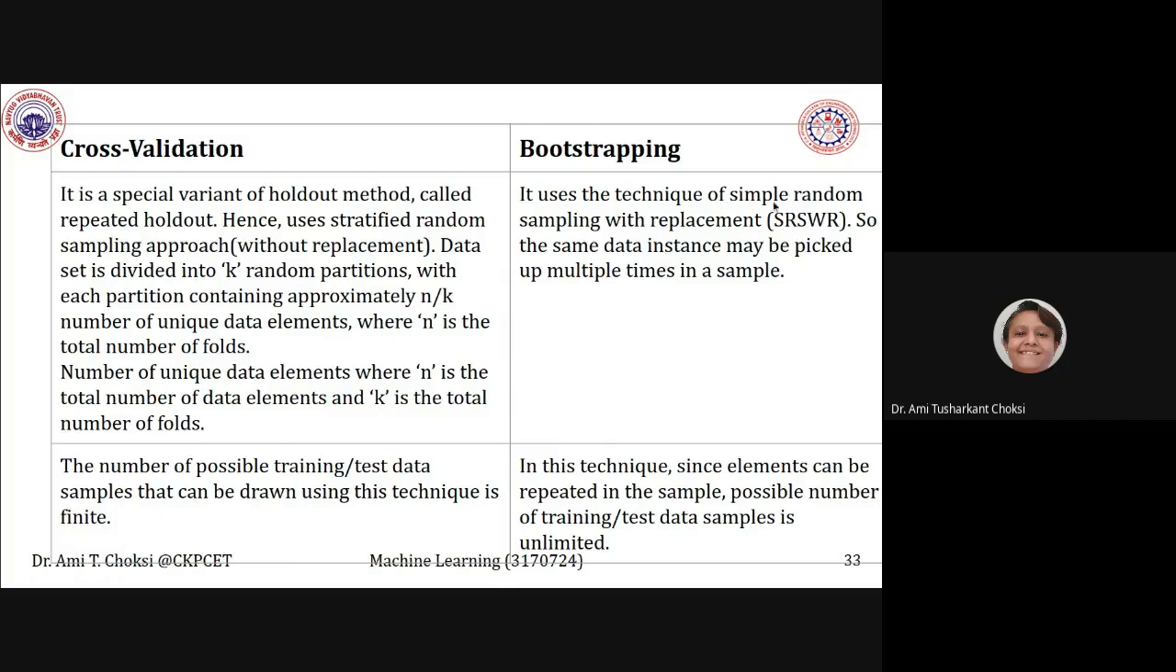It uses the technique of simple random sampling with replacement. Here it is using stratified random sampling, right? Here it uses SRSWR, so the same data instance may be picked up multiple times. Here the whole definition is written. Otherwise, you can write the definition as 1 point.